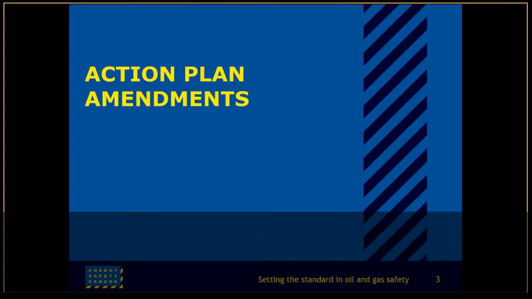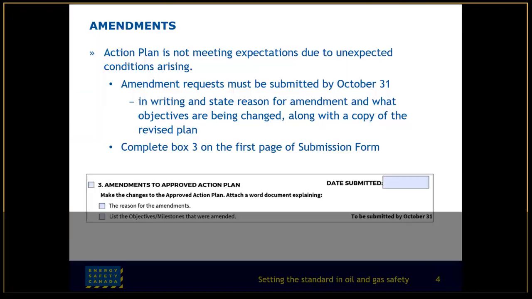So action plan amendments, those are due by October 31st, so you have 2 weeks from today if you need to get those in. So amendments are for when action plans are not meeting expectations due to unexpected conditions arising. So when you're submitting your amendment, it must state the reason for your amendments and what objectives or milestones are being changed, along with the copy of your revised action plan. You'll complete on the title page, or sorry, the first page of your action plan form, box 3.